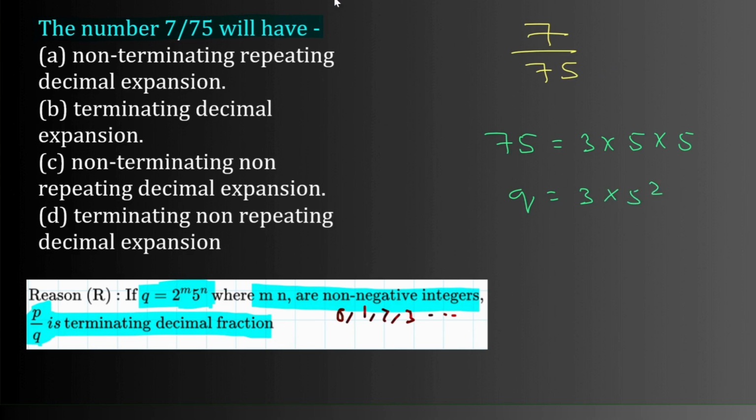Now, once again, check it. Is it in the form of 2 raised to the power m into 5 raised to the power n? No, as it has factors other than 2 and 5, so it will be non-terminating recurring. Recurring or repeating is the same. So the correct option is non-terminating, repeating decimal expansion. And the reason, if you are asked to write it down in some other question, you will say that the prime factorization of q has factors other than 2 and 5. Therefore, it should be non-terminating recurring.